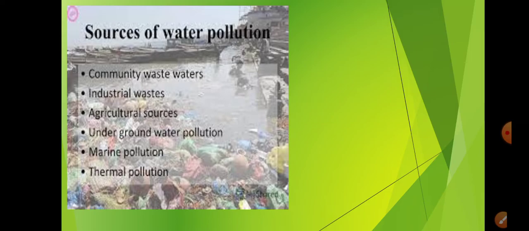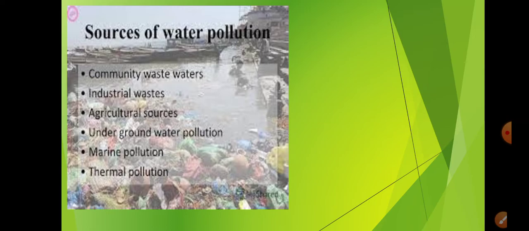You all have seen in the previous classes, under air pollution, when we were discussing the smoke being released from the industries and factories. At that time, you all also pointed out that industrial waste is released into the water bodies, right? So industrial waste is one of the sources of water pollution. Along with that, we have agricultural sources.